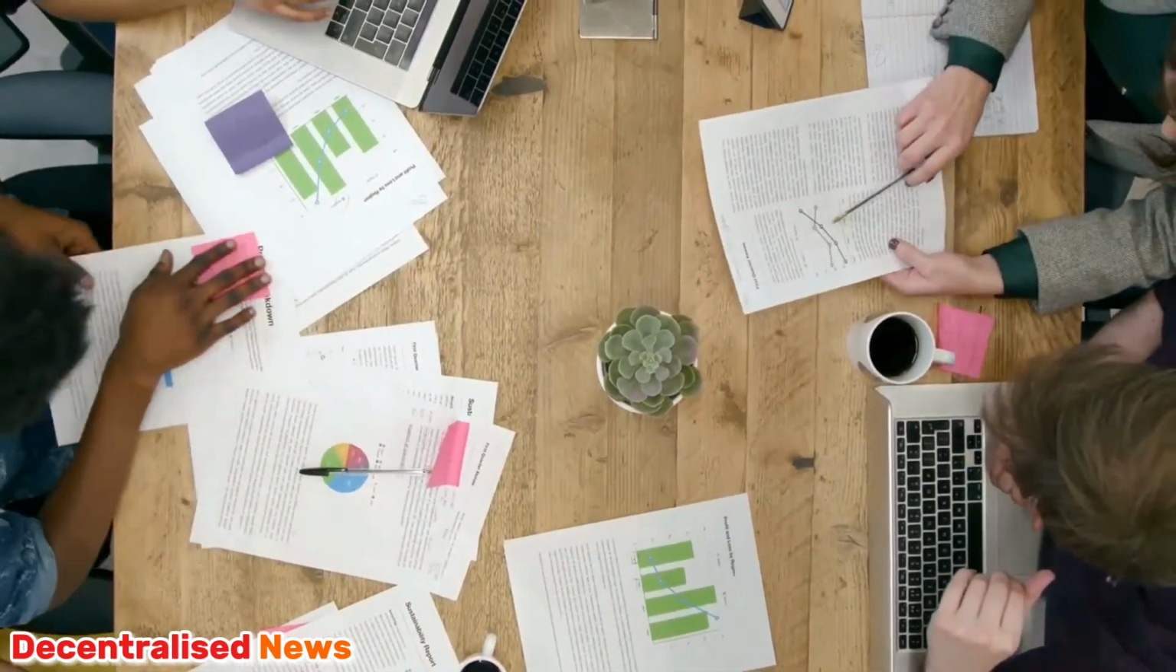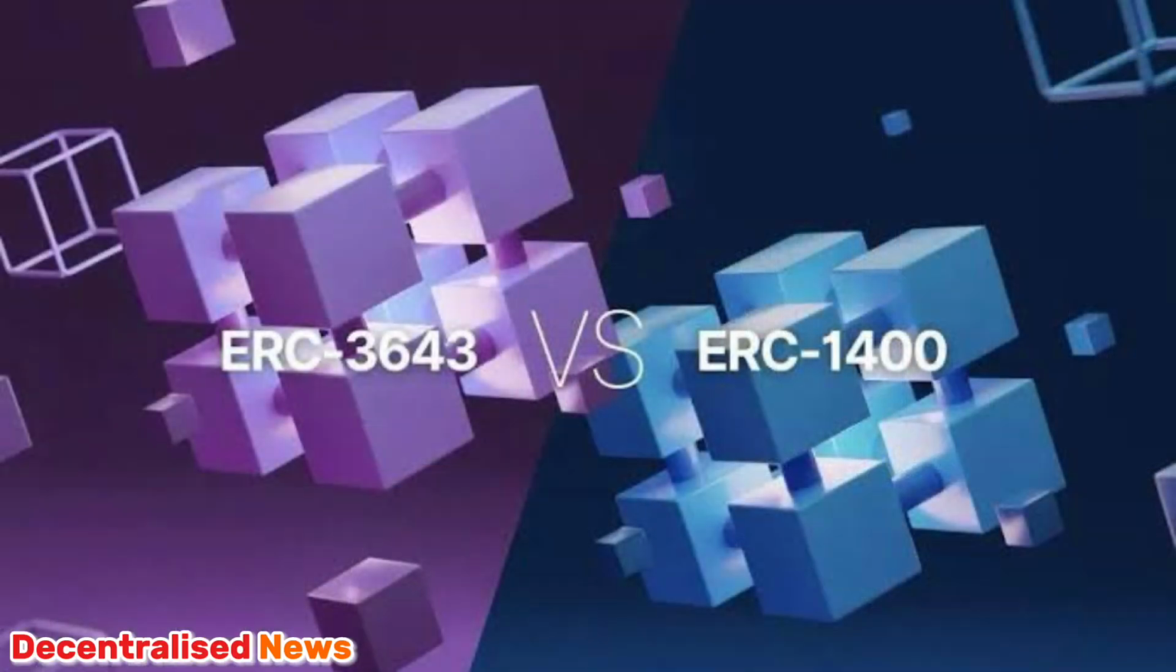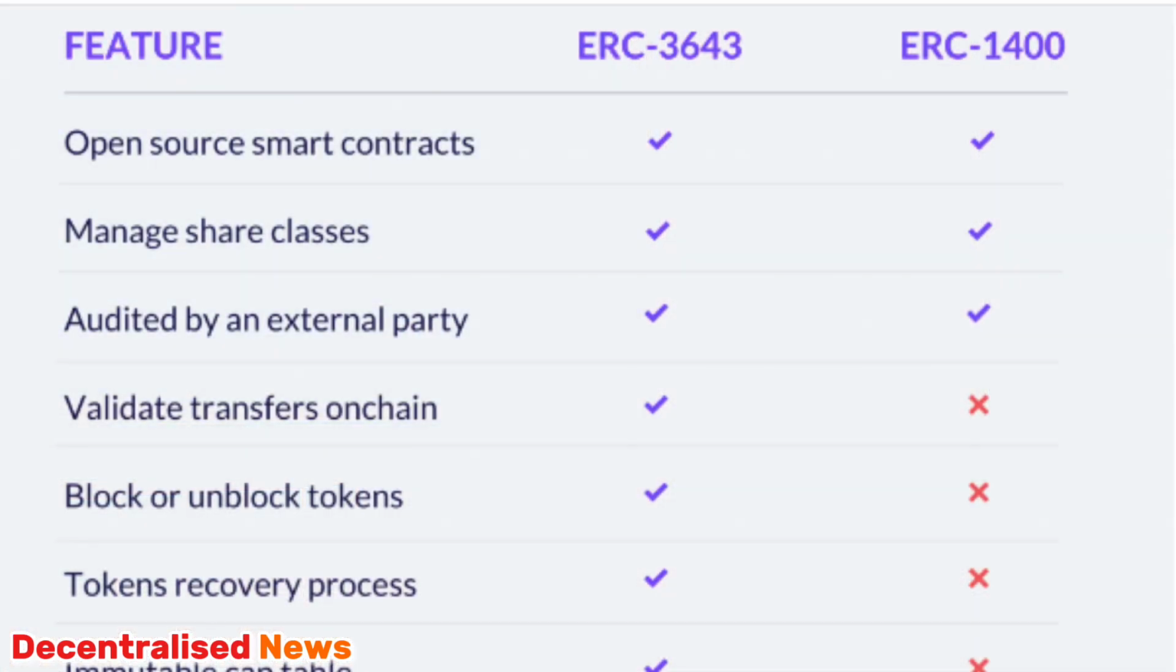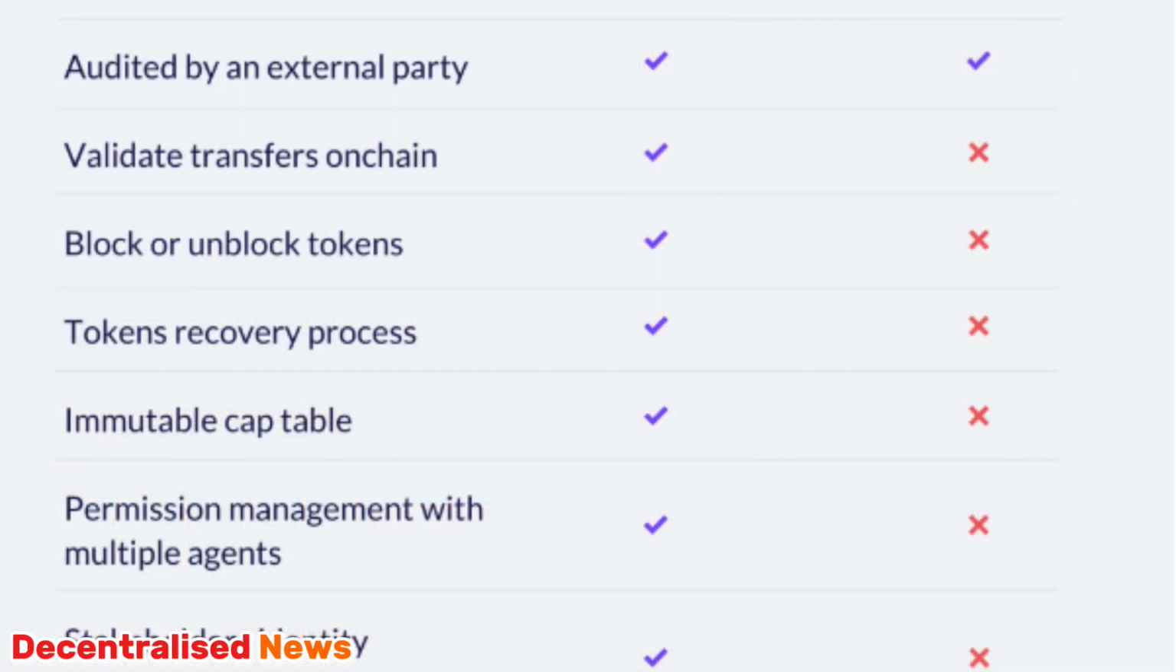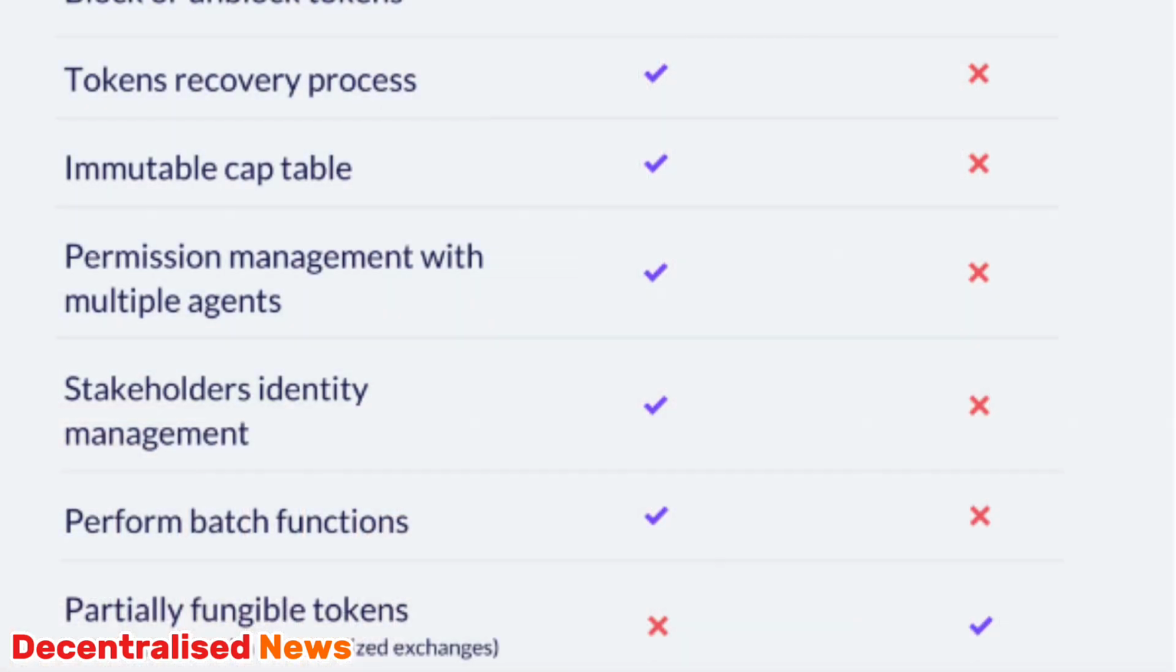And if we compare it to the ERC1400 token standard, for example, if you think about the 3643, it focuses more on managing compliance through an automatic validator system that's built on the blockchain. And 1400 operates differently. With the 1400 standard, it requires each trade to be validated by a specific key that is generated off-chain. And this approach can offer flexibility, but might introduce some complexities in ensuring compliance as it relies on external validation.